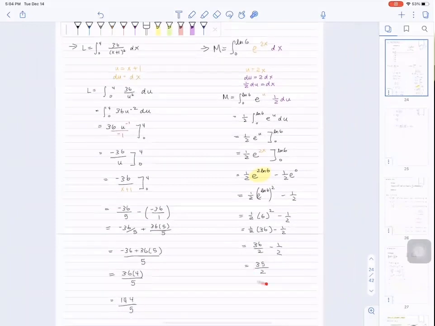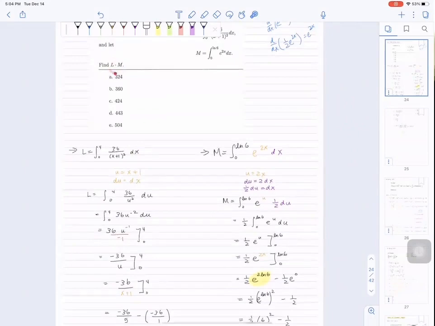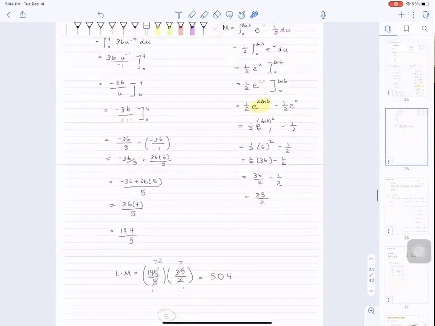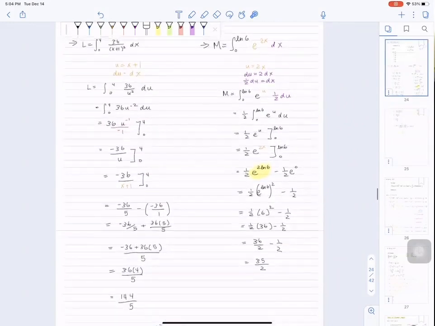So L equals that, M equals that. What was the original question asking for? It was asking for L times M. So L times M is 504. So the correct answer choice was E, 504. Any questions on these two integrals?